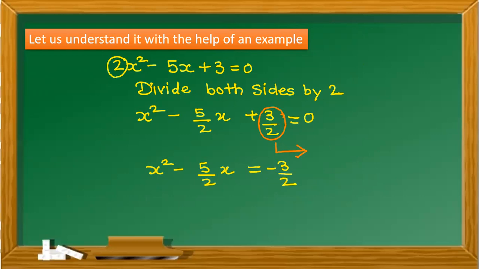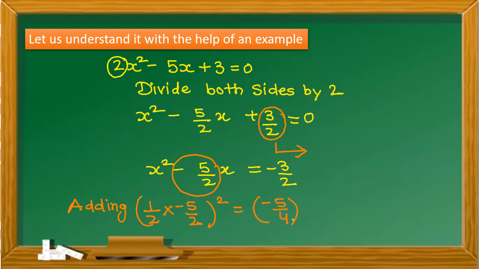Now, in the next step, we complete the square by adding half of the coefficient of x. What is the coefficient of x? It is minus 5 over 2. So minus 5 over 2 and the whole square of it. What do we get? It is minus 5 over 4 whole square, which is equal to 25 over 16. That means we have to add 25 over 16 on both sides.